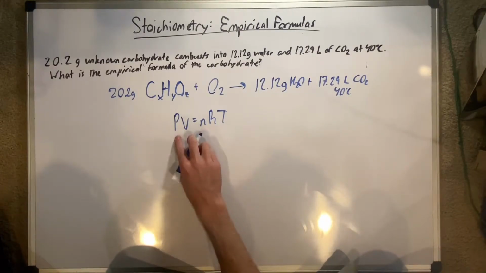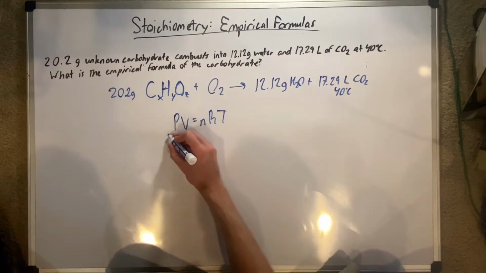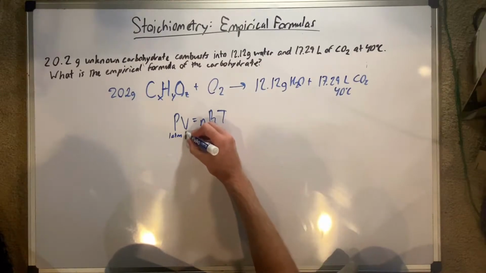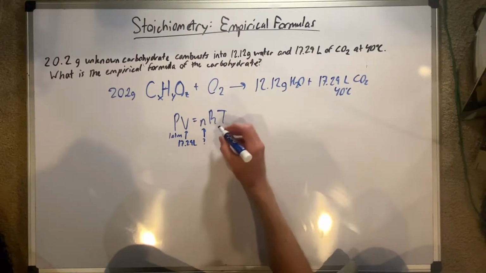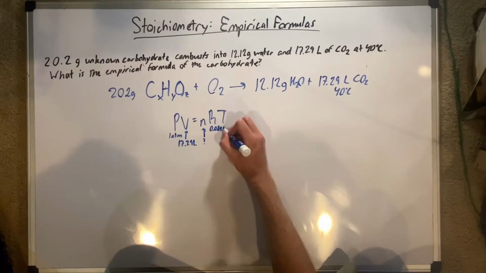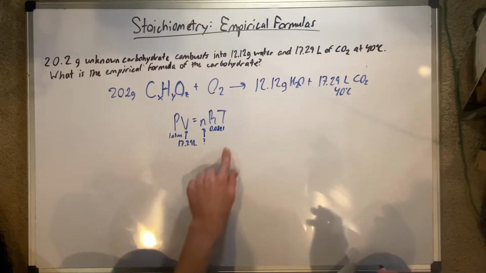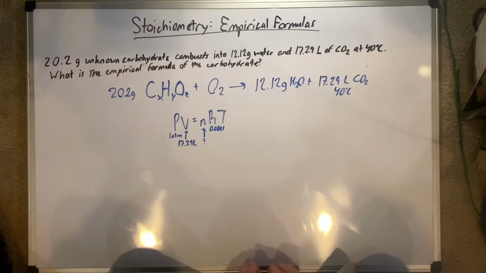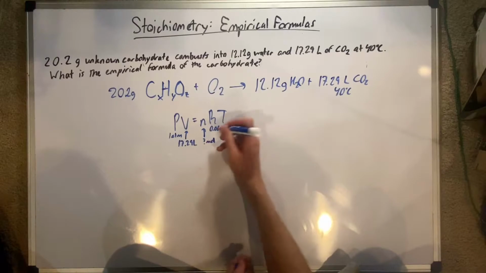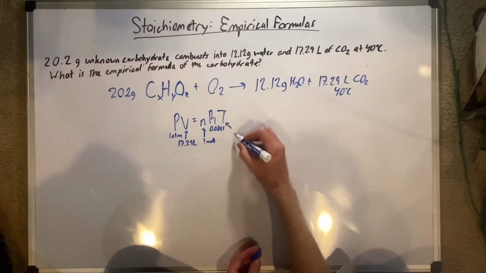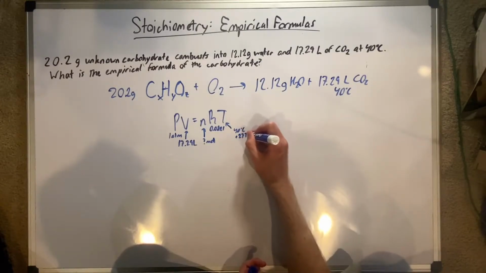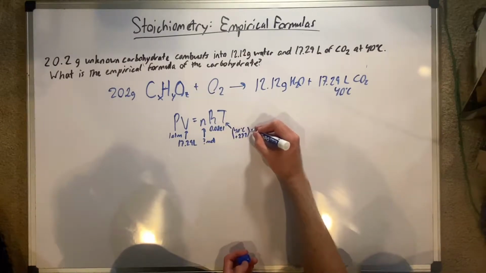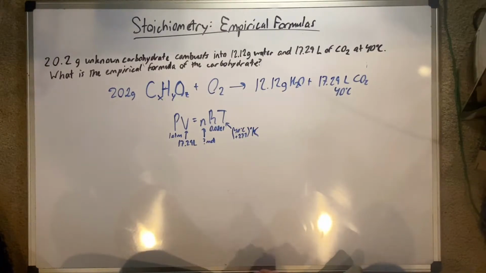So we're going to say pressure. It doesn't specify any specific pressure, so this is 1 atmosphere. Volume, 17.29 liters. Number of moles, that's what we don't know. That's what we want to figure out. This constant here is 0.0821 because we're going to solve this in atmospheres, liters, Kelvin, and moles, of course. So question mark moles. And then this temperature here is 40 degrees Celsius. But we want to convert that to Kelvin, because this constant only works in Kelvin, so we have to add 273 to this. So that would be in degrees Kelvin.